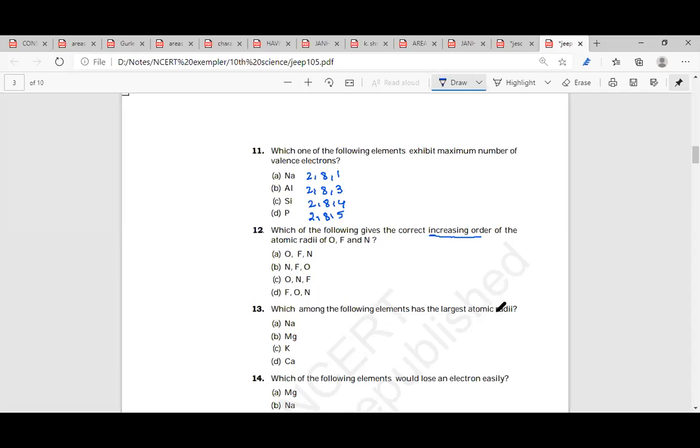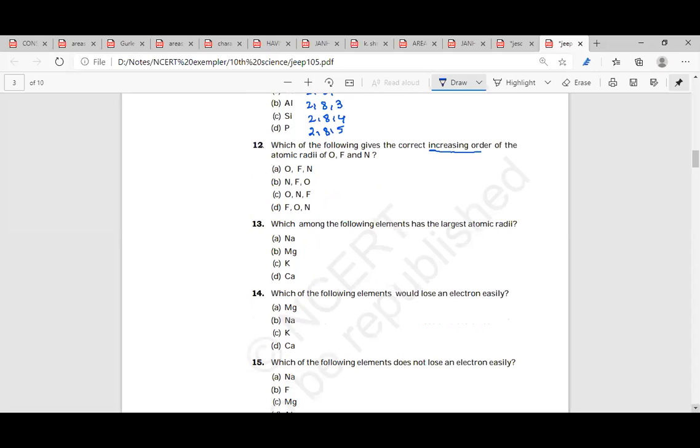Which among the following elements has the largest atomic radii? Potassium. Along the period, the atomic radii decreases and down the group, atomic radius increases. So out of sodium and potassium, both are bigger. Sodium is bigger than magnesium and potassium is bigger than calcium. Now among sodium and potassium, you have to compare. Down the group, sodium is above, potassium is below. So down the group, atomic radii increases. So potassium is larger.